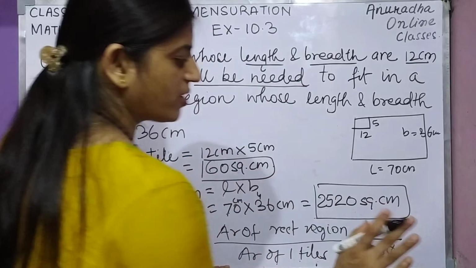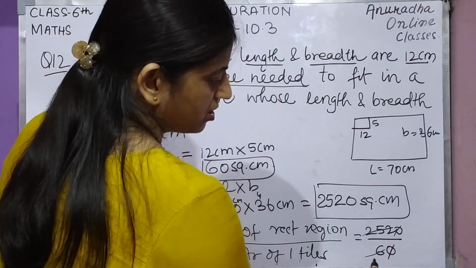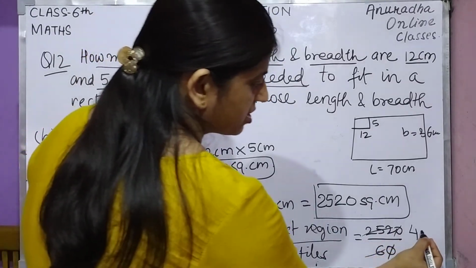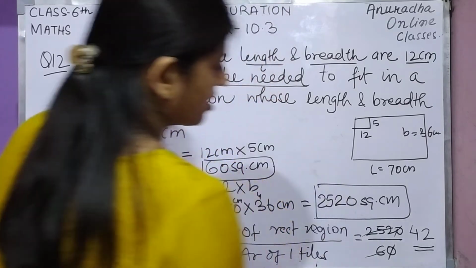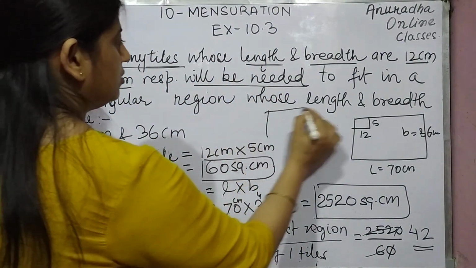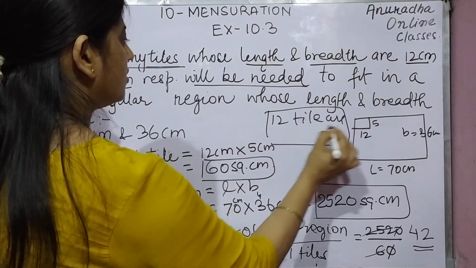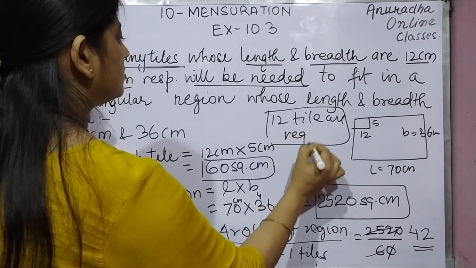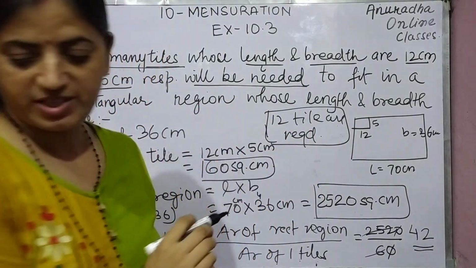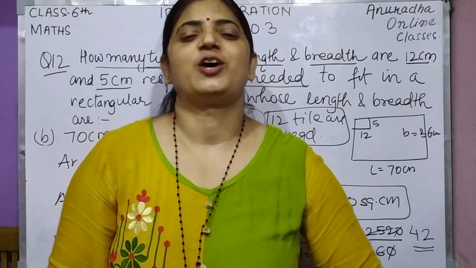स्क्वायर सेंटीमीटर विल गेट कैंसिल, 0 0 कैंसिल. इसके बाद ये 6 4s are 24, 1 is left, 6 2s are 12. So how many tiles are required? 12 tiles are required. Okay, so in this way children we have completed this question and we have completed the chapter.